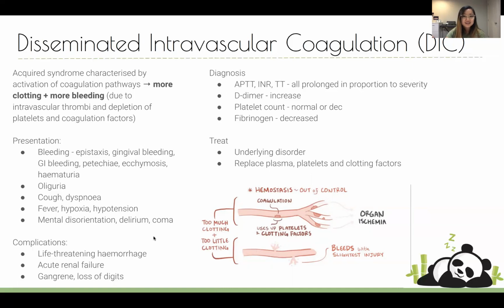What do you need to know about it? I think you just have to know what it is. You can get prolonged in all your coagulation tests because you're deficient in all your factors. You can get a D-dimer increase because fibrinolysis is happening. Fibrinolysis is always kind of happening if you have clots. You can have a normal or decreased platelet count depending on how many are used up in here and how your bone marrow is tracking. And then you can have a decreased fibrinogen as well. Yep, so treat the underlying disorder causing DIC. It can be caused by a lot of things, and then replace the plasma, platelets and clotting factors.